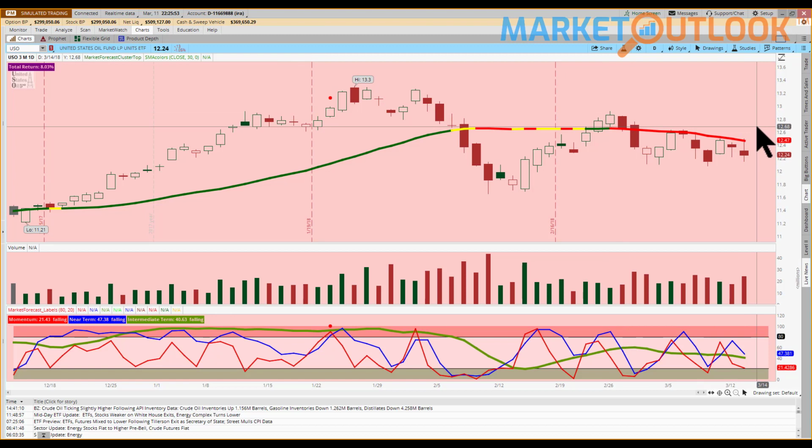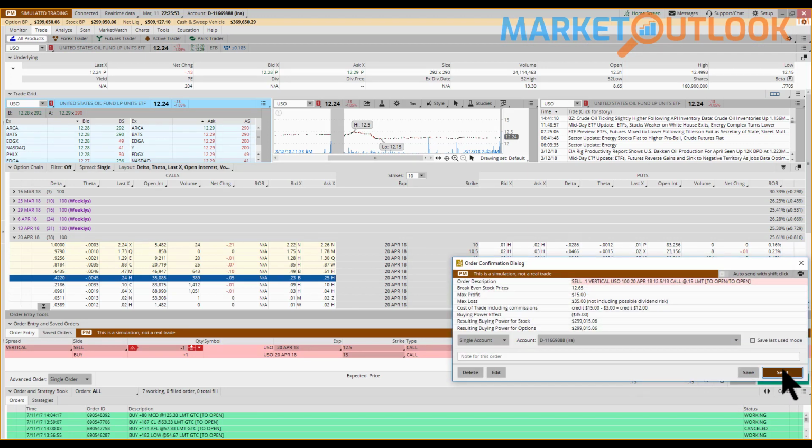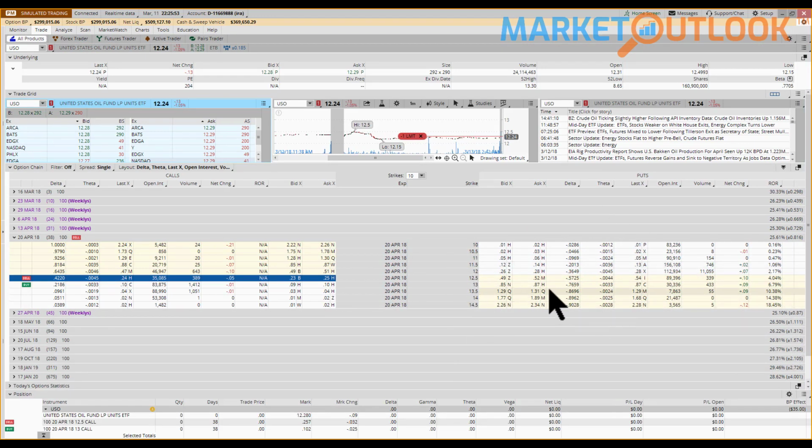Remember, the idea here is as long as it goes sideways, down, or up just a little bit, as long as it doesn't skyrocket higher, then this can be a trade that we can win. So I'm going to go ahead and click on confirm and send, review that one last time, and we'll ship that particular trade in. One other thing I wanted to mention, I just happened to glance at this.